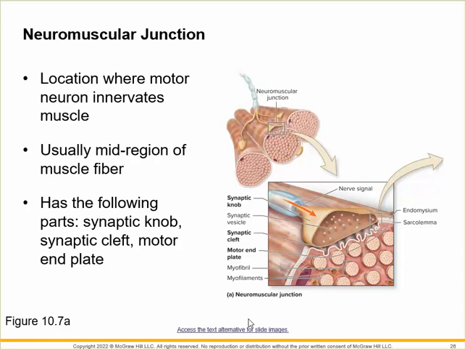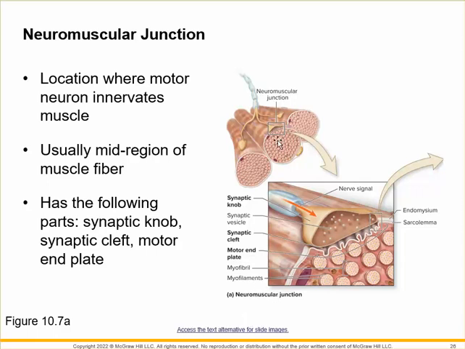So the place where the nerve interacts with the muscle tends to be someplace in the mid region of the muscle fiber. And there is a real structure. It's called the synapse, the neuromuscular junction. And there's a couple of different structures that we need to be aware of in the neuromuscular junction.